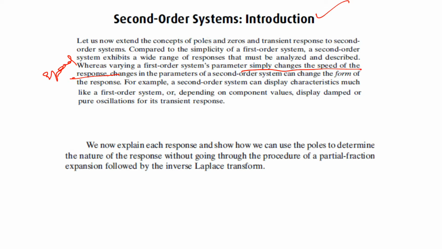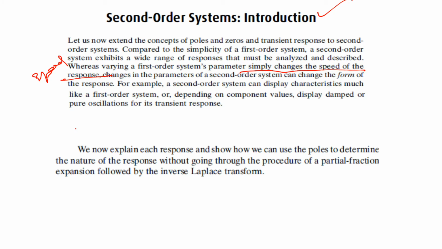However, when we change the parameters of the second order system, the form of the response will change. So a second order system can display characteristics much like the first order system. Depending upon the component values, it displays damped oscillations for its transient response. Now we can discuss each response and show how we can use the poles to determine the nature of the response without going through the procedure of partial fraction expansion followed by the inverse Laplace transform. That is what we have done in the first order case.